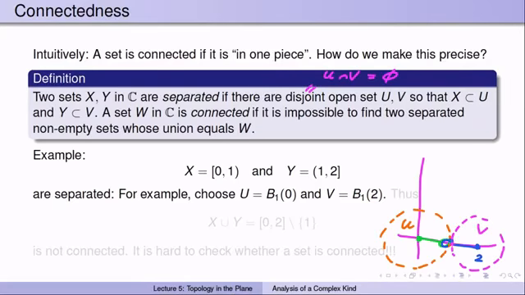And they don't intersect. They kind of seem to touch there, but because they're open disks, they actually have no point in common. So I found two open sets that contain X and Y. They have nothing to do with each other. And that makes X and Y separated.